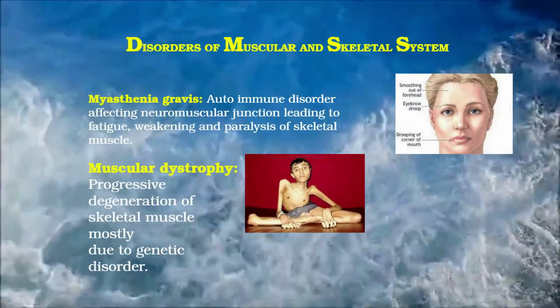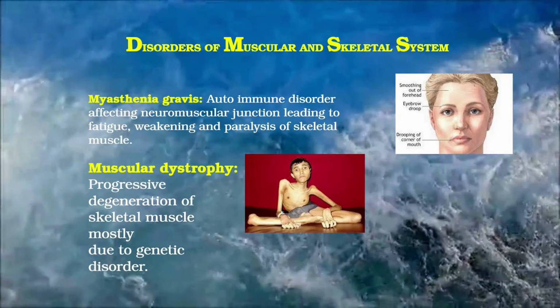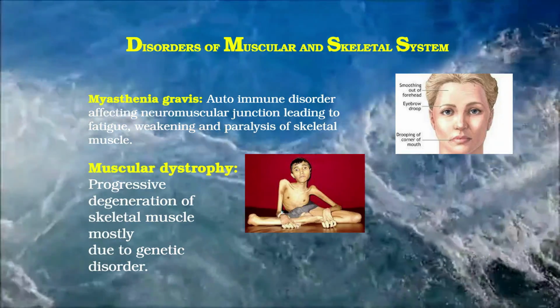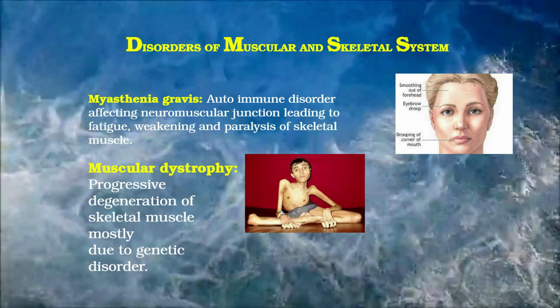Now, we can study about disorders of the muscular and skeletal system in humans. 1. Myasthenia gravis. It is an autoimmune disorder, affecting the neuromuscular junction, leading to fatigue, weakening, and paralysis of skeletal muscle. 2. Muscular dystrophy. It is characterized by progressive degeneration of skeletal muscle, mostly due to a genetic disorder.